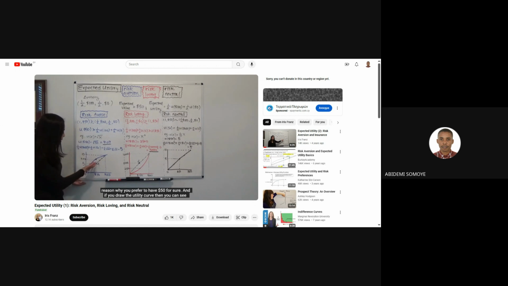And if you draw the utility curve, then you can see this is a utility function. So this would be $50, $100. And if you plug in $50 into the utility function, you get 7.07. And the expected utility of that lottery will be a half times 10 plus a half times 0, and that gives you 5. So here you can see the letter L, that stands for the expected utility of that lottery. So that's only 5. 5 is less than 7.07, so you choose to have $50 in your pocket for sure.